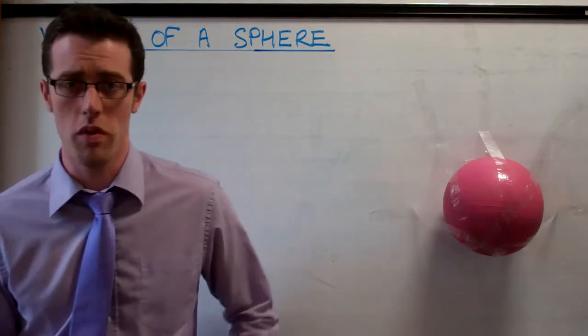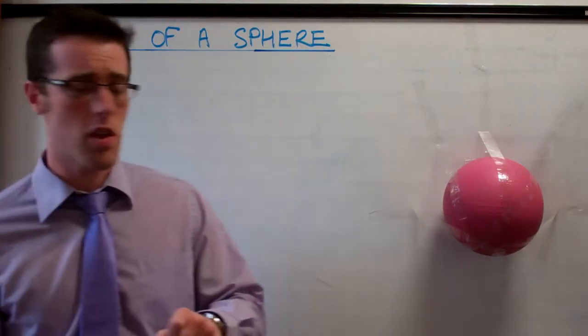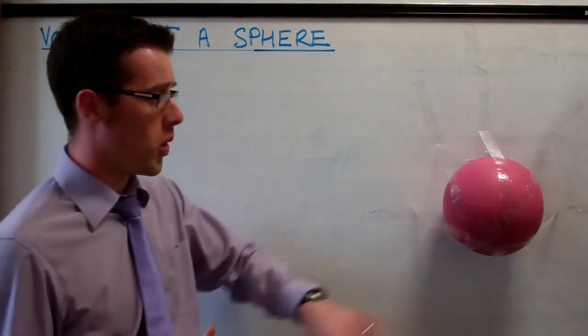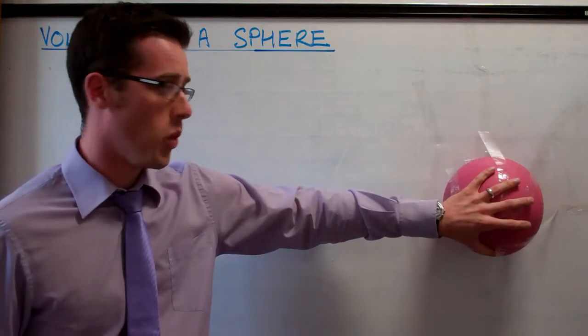So we're going to look today at how we find the volume of a sphere. Now if you don't know already, a sphere is a ball basically. It's a mathematical name that we give to a ball. I couldn't draw a sphere, so I've taped one to the board.